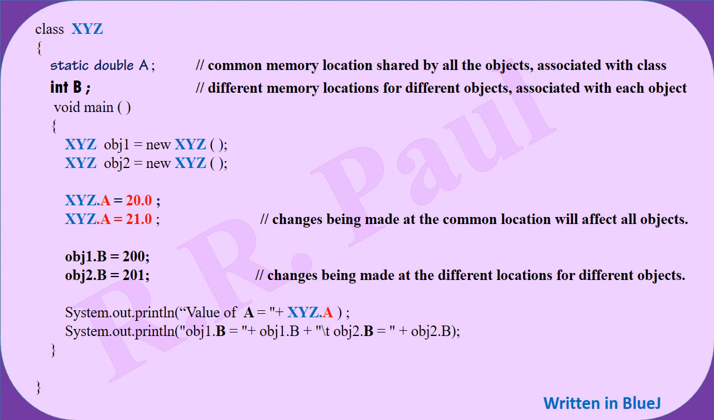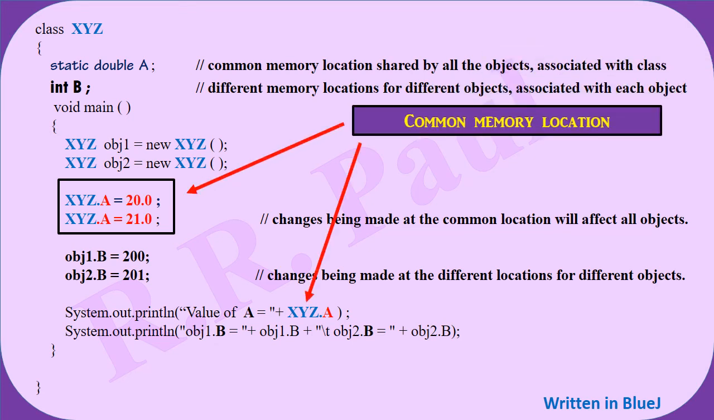Now, look at this example. Notice the changes made in it. Instead of calling the static member A through object 1 or object 2, we are calling it through the name of the class. The name of the class is XYZ. So, xyz.a equals to 20.0, xyz.a equals to 21.0. Remember, it is the common memory location, the same memory location being accessed twice.